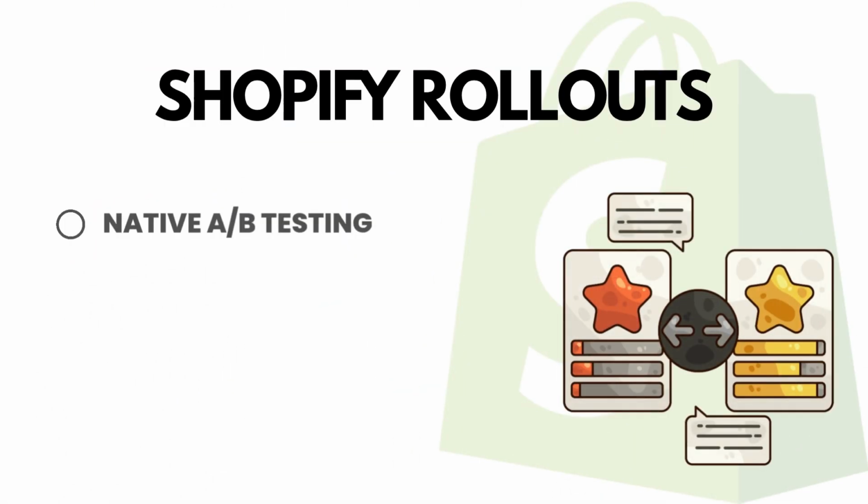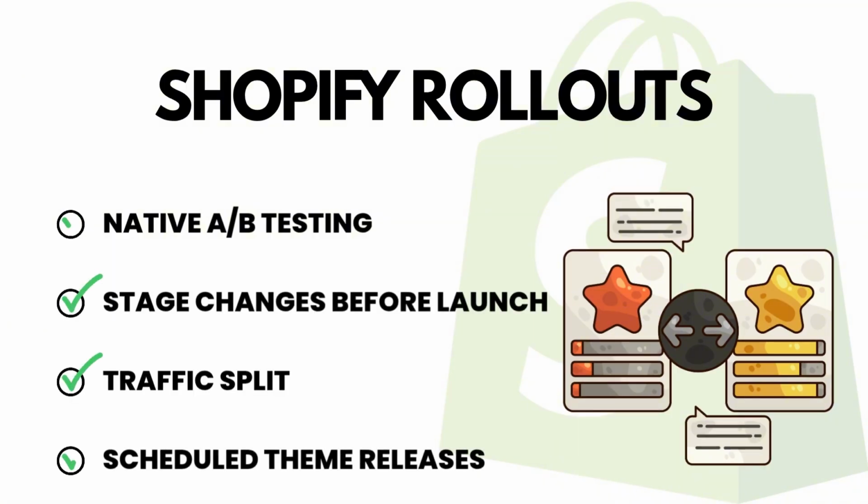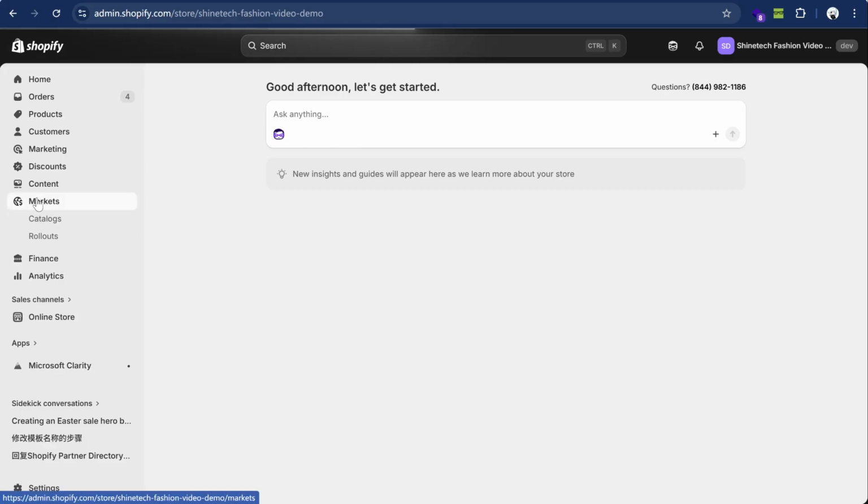Now this is where Shopify Rollouts comes in. Rollouts lets you schedule theme changes, gradually release them to a portion of visitors to gather performance data, and automatically publish them at a specified time. It means you can prepare changes in advance instead of rushing. You can reduce the risk of pushing something that doesn't work and make decisions based on actual performance data. Let's walk through a simple scenario and see how this actually works.